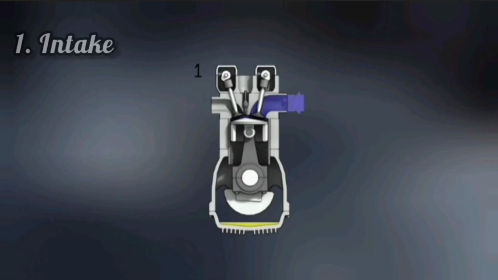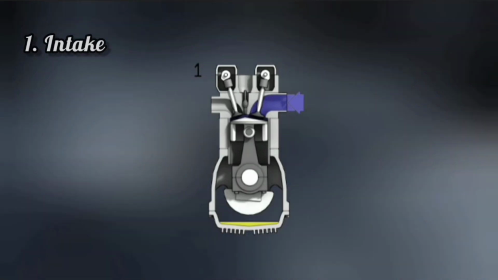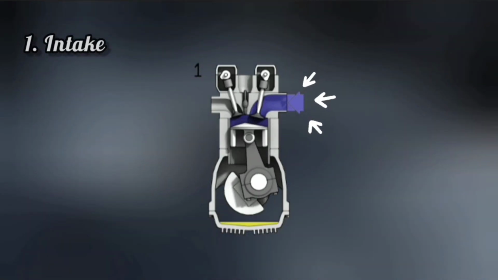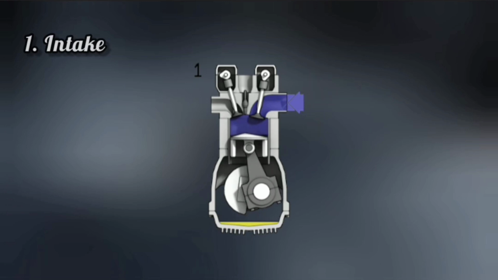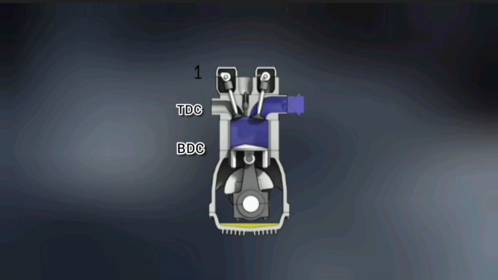The first cycle is intake. In this cycle, the inlet valves are open and the outside air is drawn into the cylinder. During this process, the piston moves from top dead center to the bottom dead center, creating a vacuum-like space to allow the air inside the cylinder. Meanwhile, fuel is sprayed into the cylinder which gets mixed with the air.